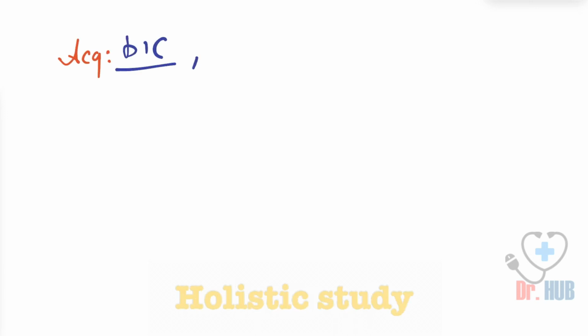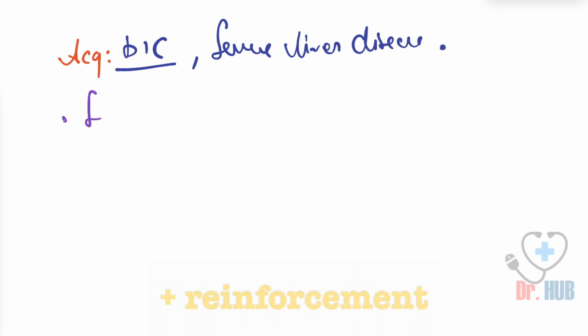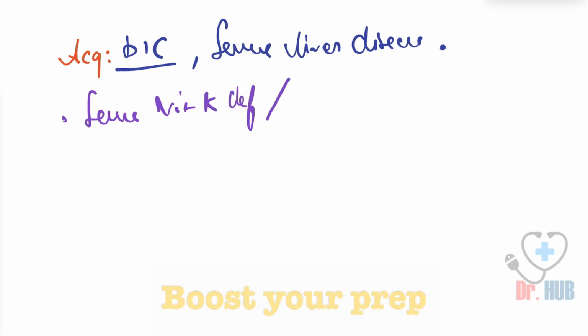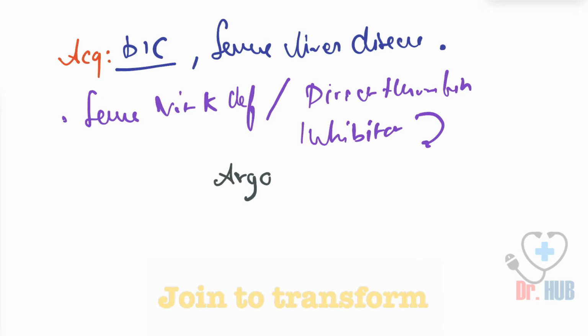Then we move on to the acquired causes of this. When you look at the acquired causes, it includes DIC, that's disseminated intravascular coagulation. Then there's also severe liver disease. There's also severe vitamin K deficiency. And then there are direct thrombin inhibitors. This includes argatroban as well as dabigatran.